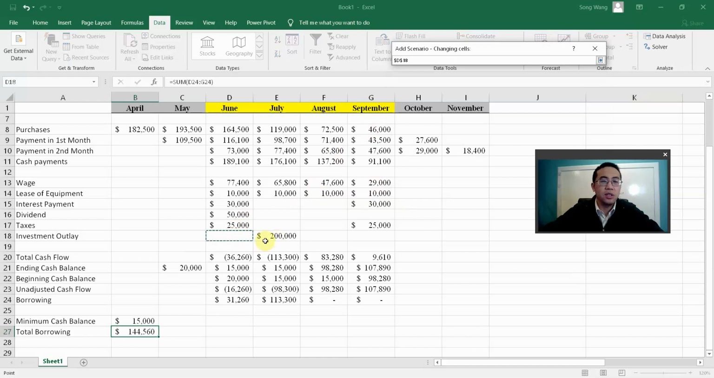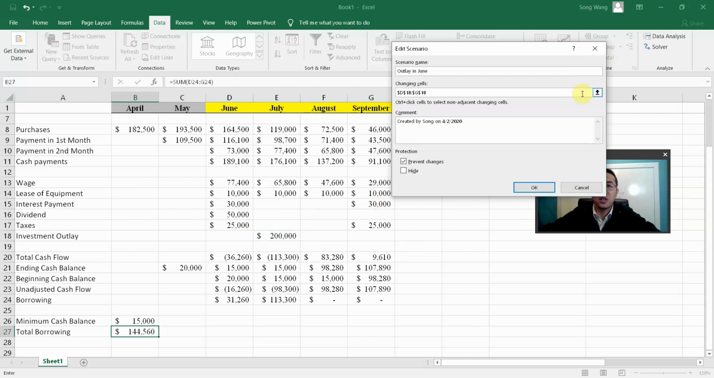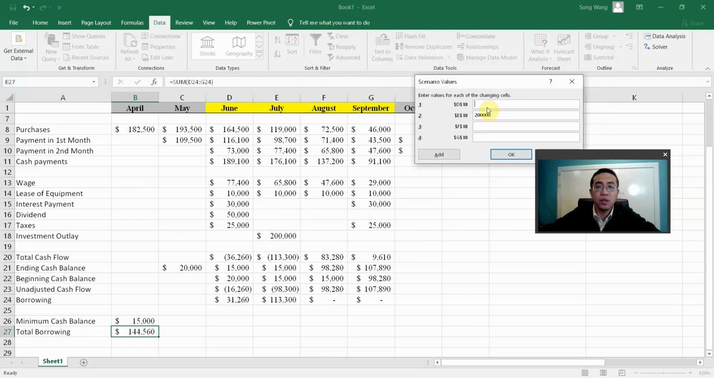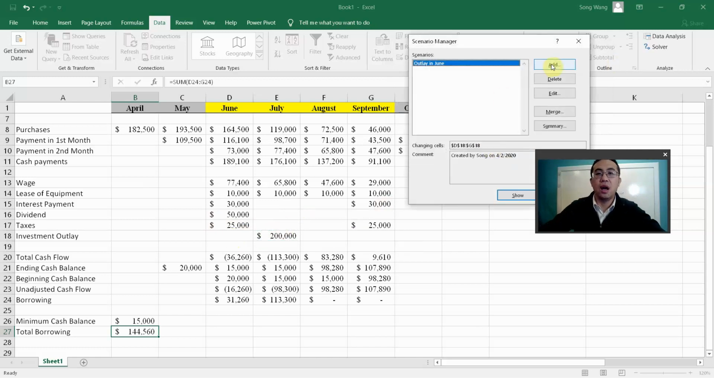You may think, what about just this cell? I make it either 0 or 200,000. But the thing is, you have to make all the cells in this row change at the same time. So all 4 cells have to adjust for this scenario. If it's outlay in June, then the number in E18 should be 200,000, and all the other cells should be 0. So that's your first scenario.